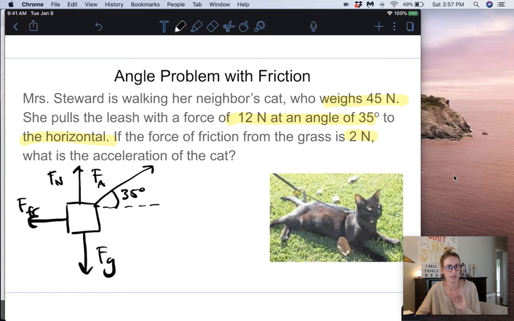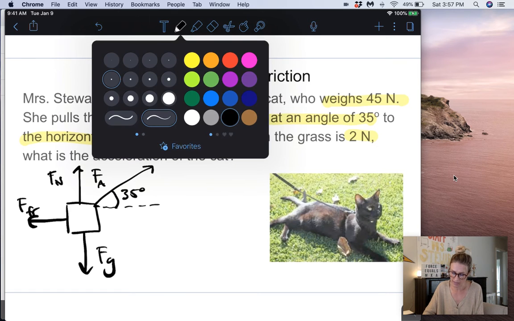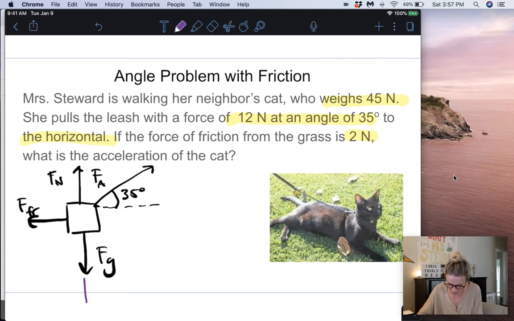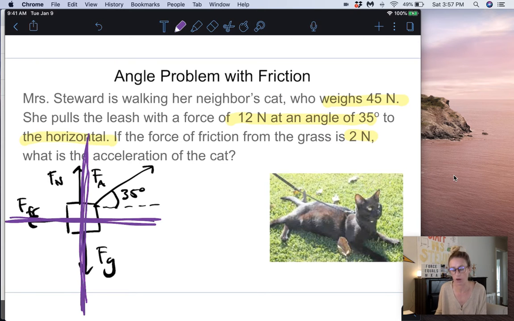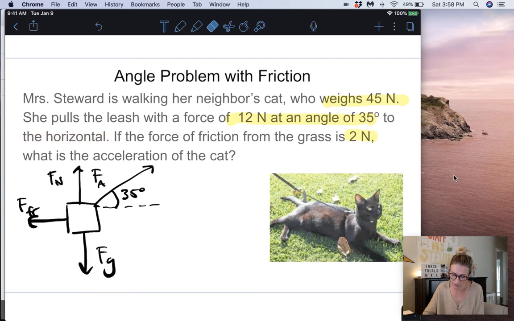Okay, so now that we have all this, we see that that applied force is not in the same xy plane as all of the other forces. If you look at these other forces, you have the force of gravity and the normal force in the vertical plane. You also have that force of friction in the horizontal plane. So all three of those forces are in the same xy plane, but the force applied that I'm giving the cat is not in the same plane. So we need to break that vector down into its x and y components.